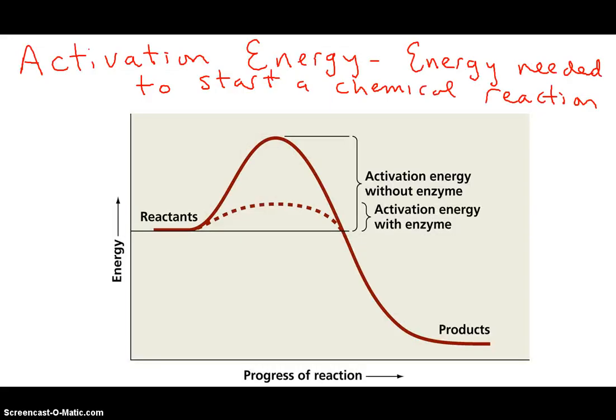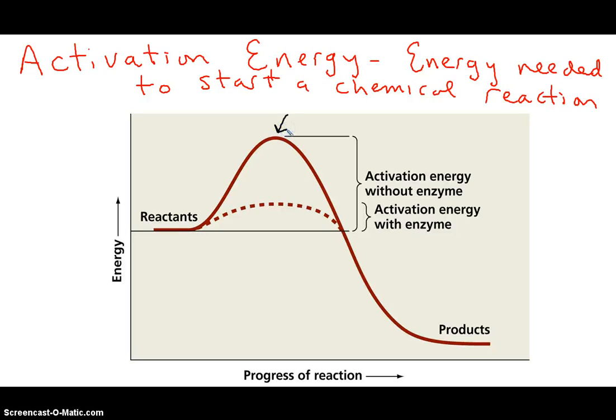So what we need to know about enzymes is how they work. We've talked about them as being catalysts, so that means they speed up reactions. But how do they do that? What they do is they lower something called the activation energy. The activation energy is the energy needed to start a chemical reaction. And if you look at the graph, we've got the high point up here.